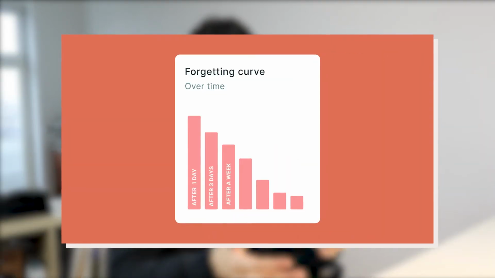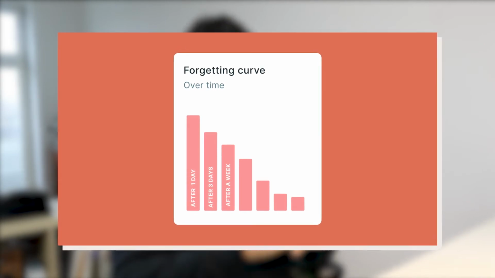Next, we have spaced repetition. And the idea of spaced repetition is to counteract the forgetting curve. The forgetting curve pretty much describes how fast you forget things that you've learned once you've learned them.